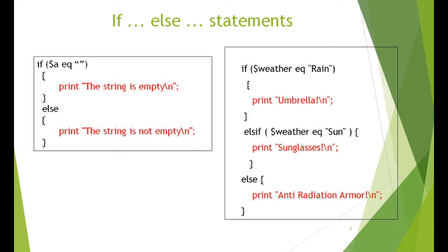If-else statement is similar to C programming. You specify the if condition, the test condition. If it is true, the statement will be executed. If the condition is false, the statement given in the else part will be executed. We can also nest the if-else by using else if. So if the condition is true, this will be executed. If the condition is false, I am checking another condition, whether the weather is equal to sun. If it is true, this will be executed, and if the condition is false, this will be executed.